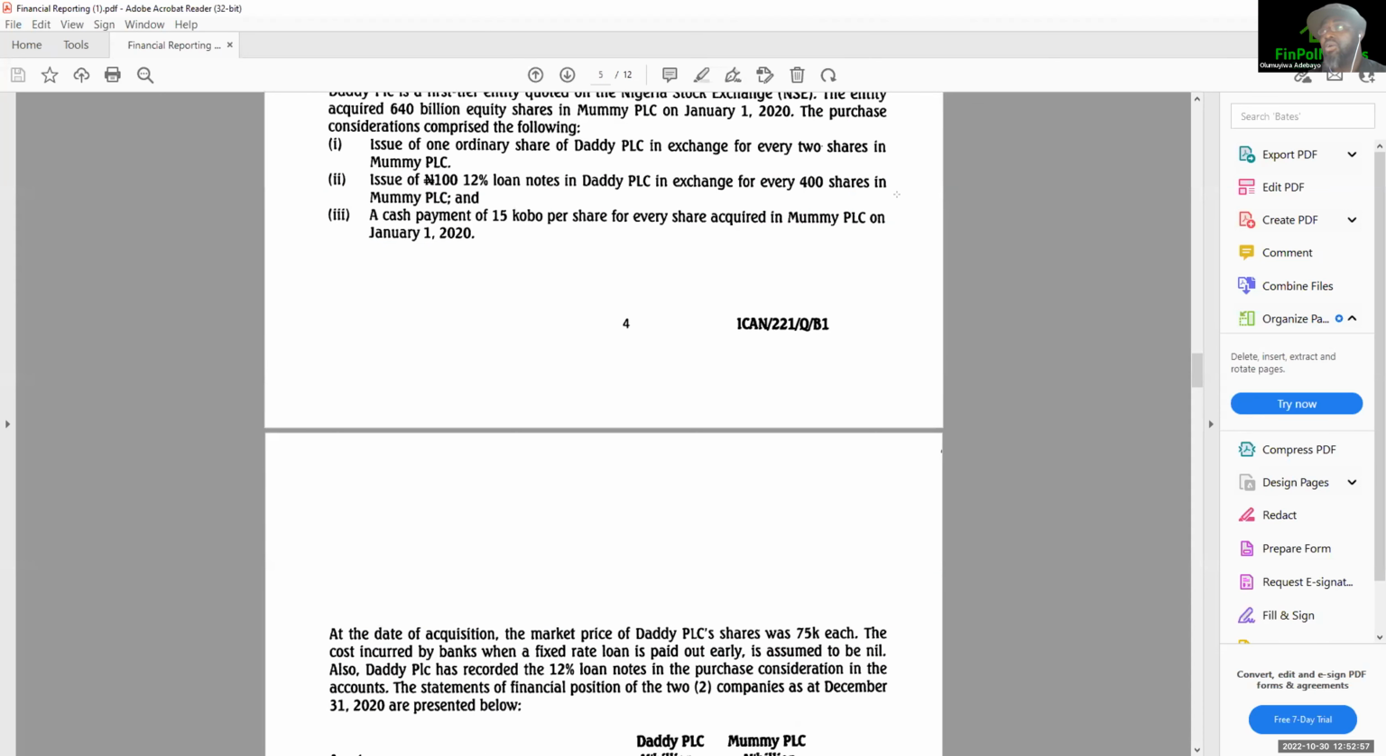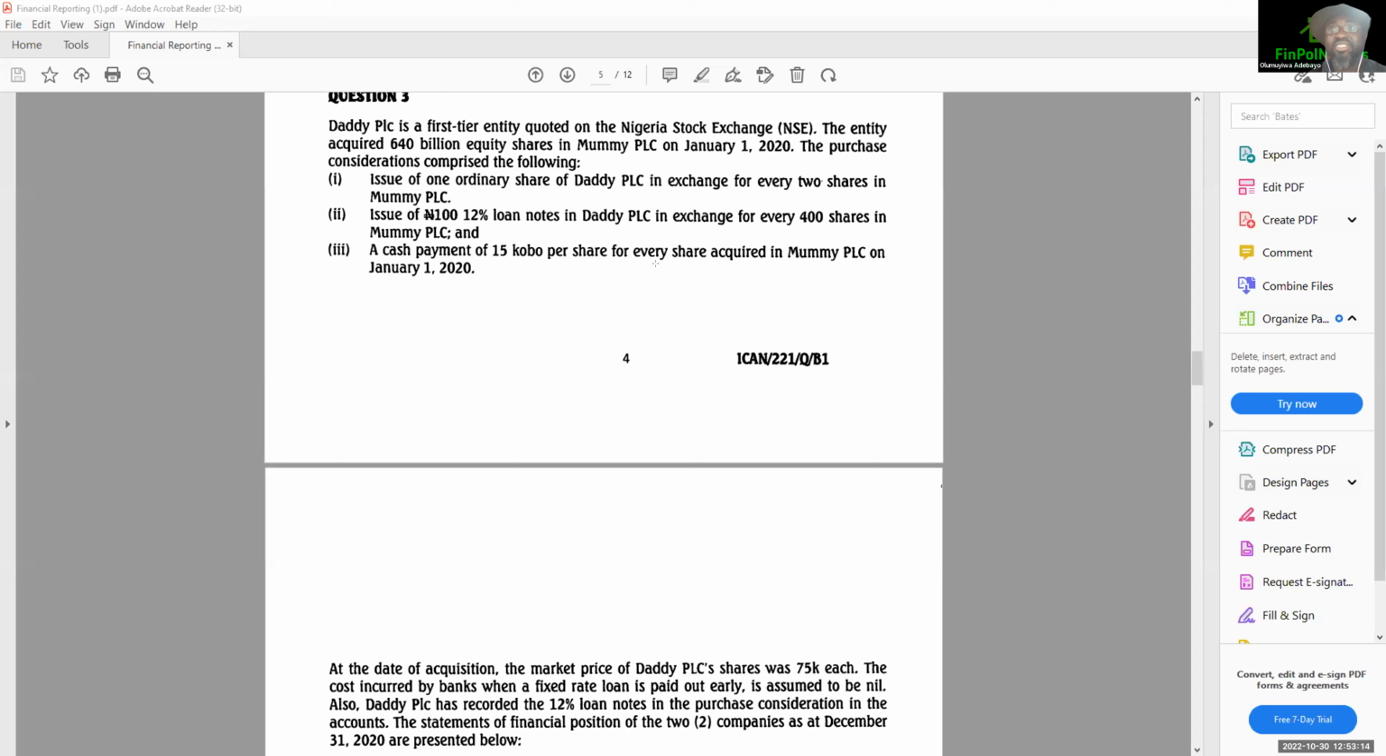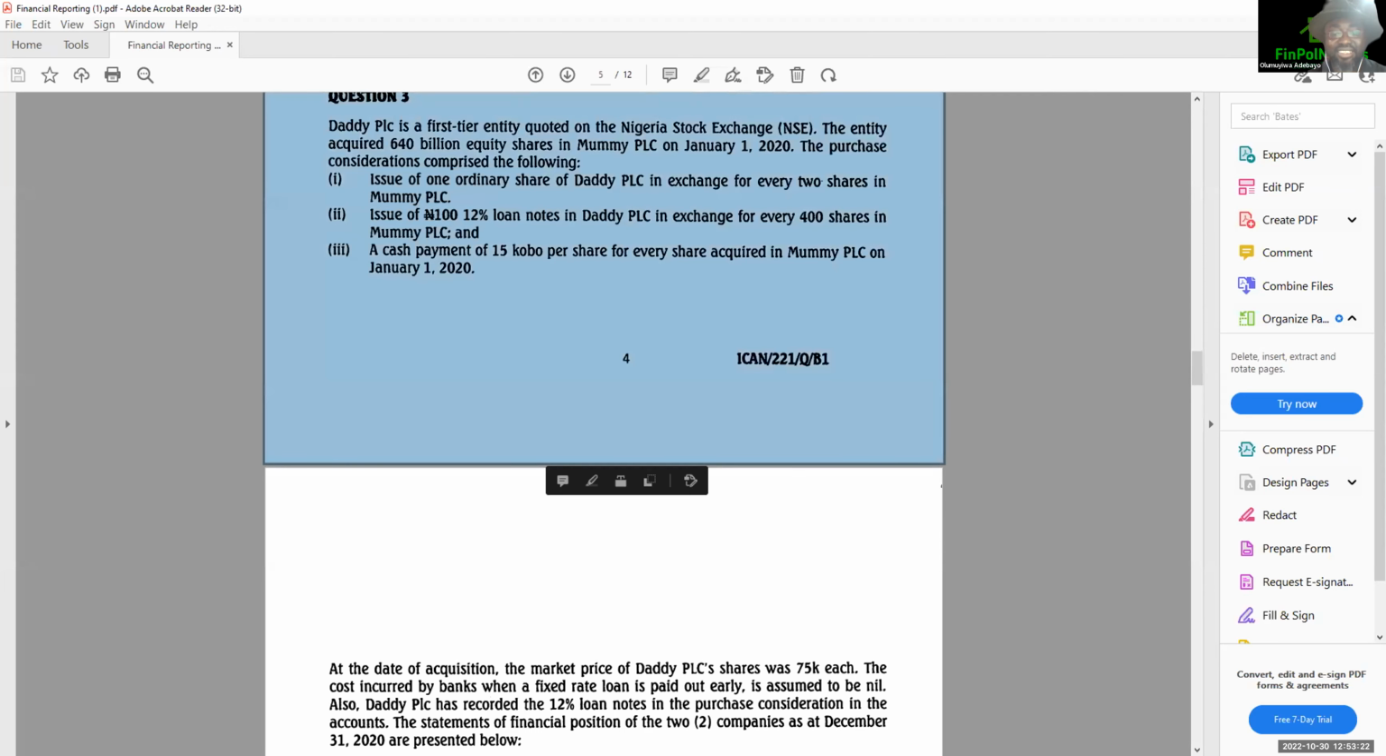Okay, Opadosu, over to you. Yes, sir. I think the adjustment that is needed now is the 12% loan notes. The interest on that 12% loan note, because we are now at the end of the year. Remember, I mentioned it earlier. That is it. Thank you very much. Therefore, we'll come back here and say, accrued interest on what? Loan notes.